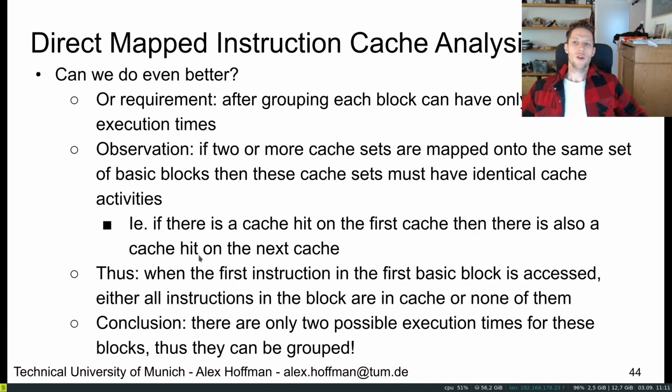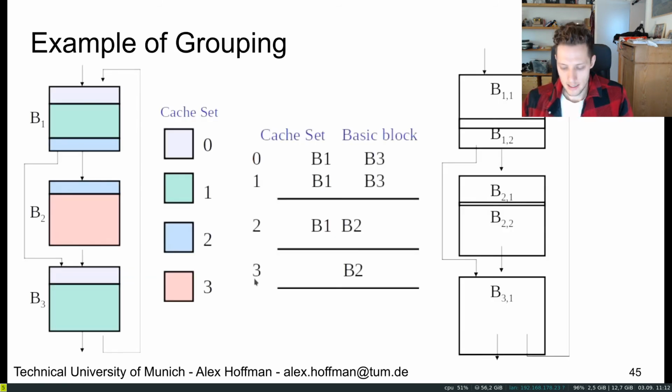We can go back to the definition and go through this one more time, because now we've seen that example. It should hopefully make a little more sense. So we want exactly that they have 2 possible execution times, and going through the observation again, which should make more sense now: if 2 or more cache sets are mapped into the same set of basic blocks, then these cache sets must have identical cache activities, right? This doesn't have to be all of the cache sets within a basic block, but we're saying if there is a collection of cache sets that are always mapped into the same execution order or basic blocks, then their execution properties are the same, right? As we can see here.